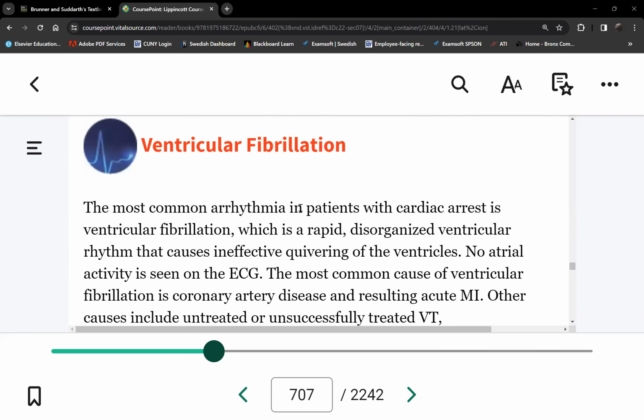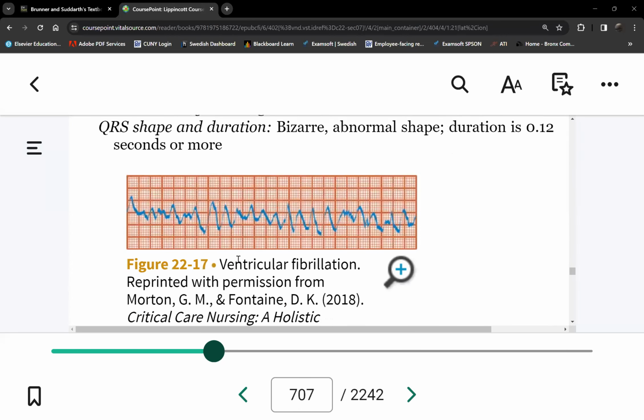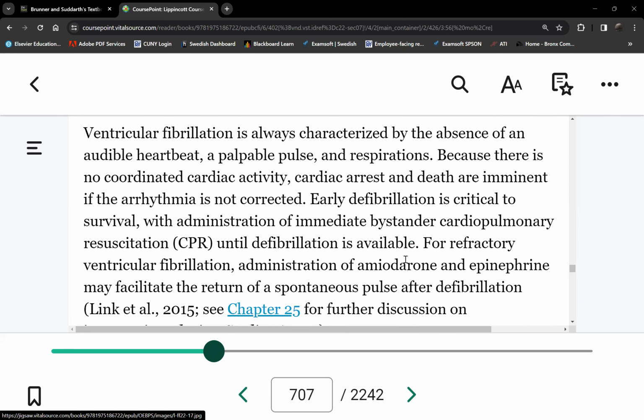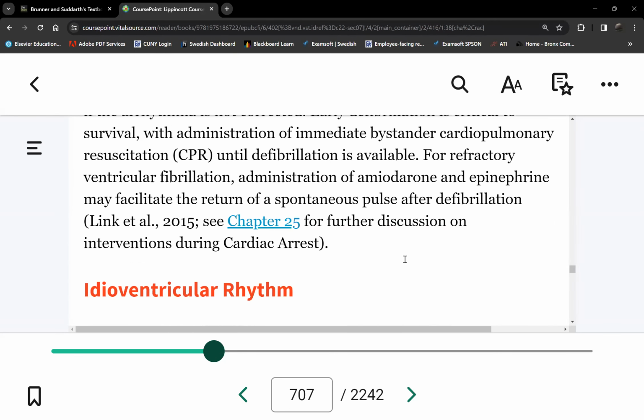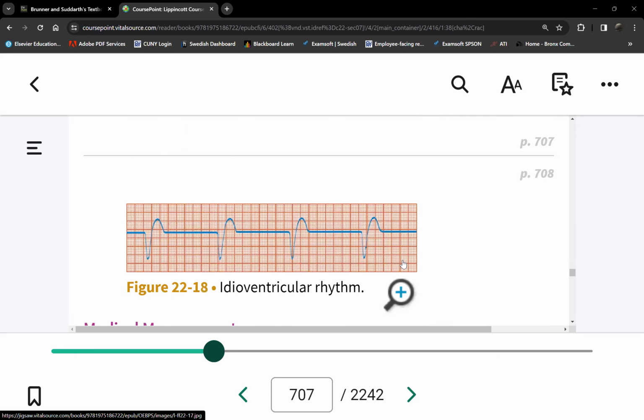VFib. So this is the sister of VTach. What does it look like? That's VFib. Nothing else looks like it. Totally disorganized, no pattern whatsoever. So is it different from a pulseless VTach? Okay, exactly the same. After you establish unresponsiveness and pulselessness, then you call a code, then begin chest compressions and defibrillate as soon as able.